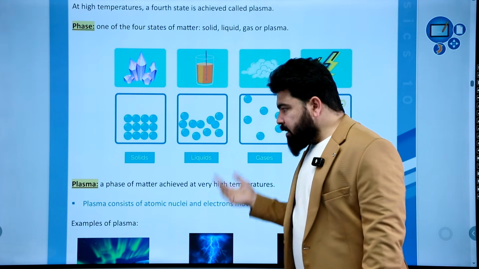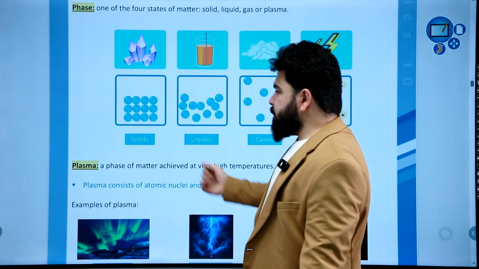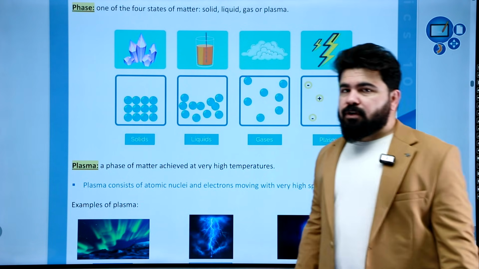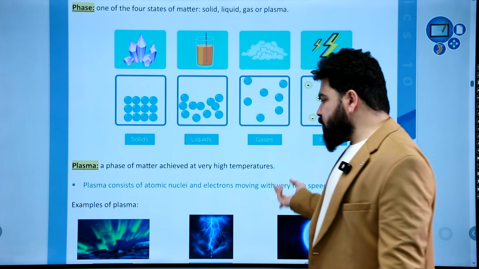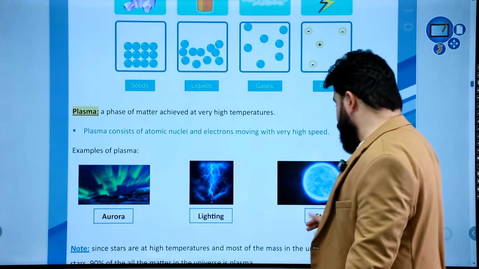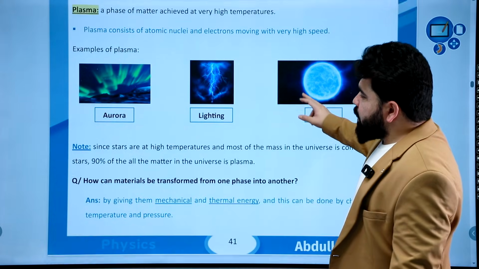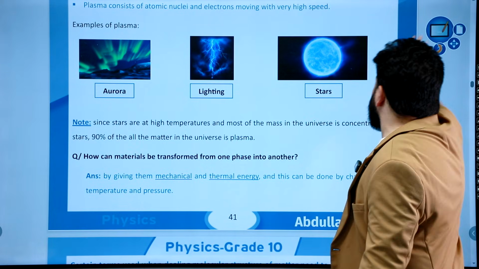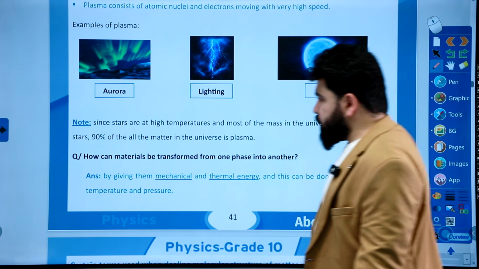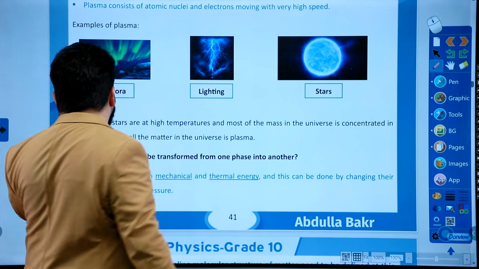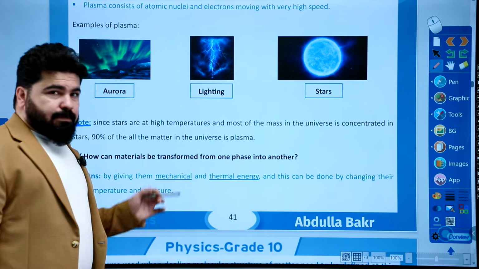We also have another phase which is called plasma, a phase of matter achieved at very high temperatures. Examples are in stars, aurora, or lightning. This is really important. You have a question in the chapter review. It says, why is most of the universe in plasma state?